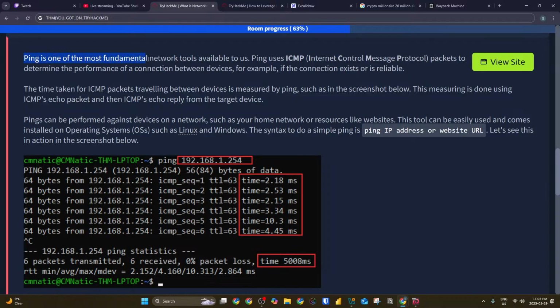Ping is one of the most fundamental network tools available to us. Ping uses ICMP, Internet Control Message Protocol, packets to determine the performance of a connection between devices. For example, if the connection exists, is reliable, and the time taken. Basically, with this command we want to see if we are able to reach, let's say, google.com. So ping uses ICMP, a different protocol, to determine the performance of a connection. How good your internet connection is. This is the way to see.